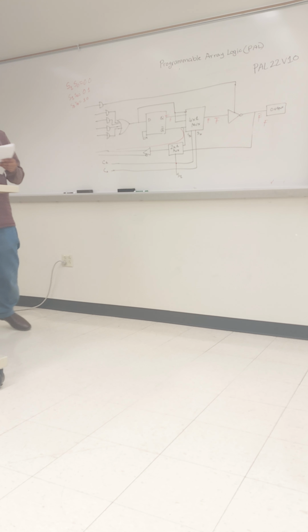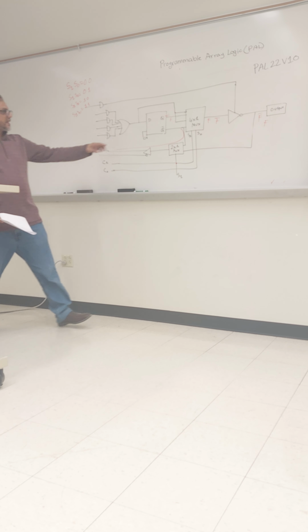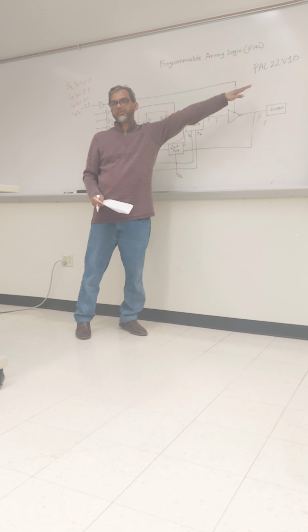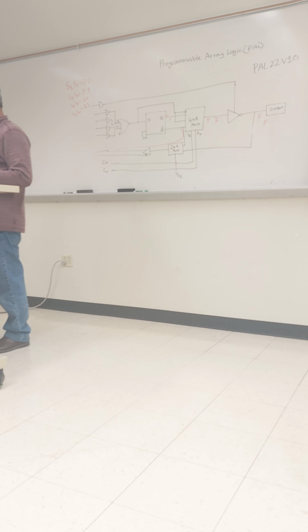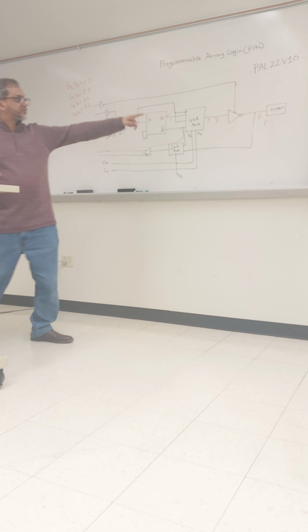And finally, when S1 and S0 equal 1, 1, there is another function, the F output will come to here, then it will go to there. All these functions are available when your tri-state buffer is on.